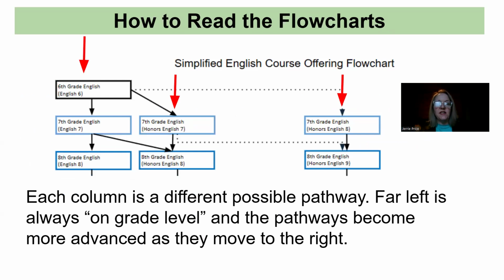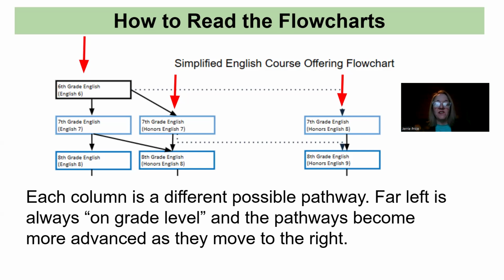So the first thing that you need to see is that there are different columns. Each column represents a pathway, in this case an English flow chart. On the far left side, those are just the on-grade level pathways. This is most students, just regular students moving from sixth grade English to seventh to eighth. Then, as you move to the right, the pathways become a little bit more advanced. So if you're just looking at a regular student, they should just go to the far left column and walk their way down to the bottom.